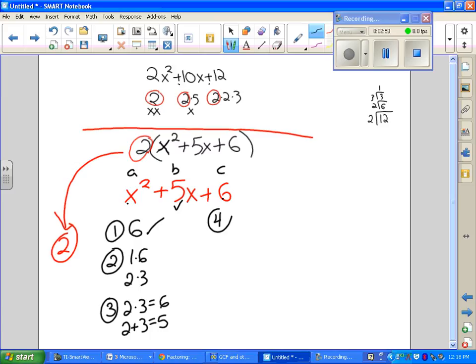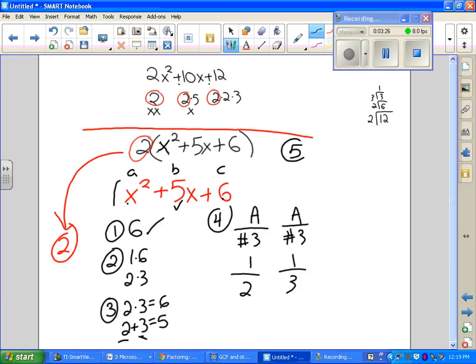Step number 4, make my fraction. The value of A over the first number 3, and the value of A over the second number 3. A is 1. The first value of number 3 is 2. A is 1, we said. And the value of the second number 3 is 3. That's number 4. And step number 5, which we're running out of room for, is just putting it all together.